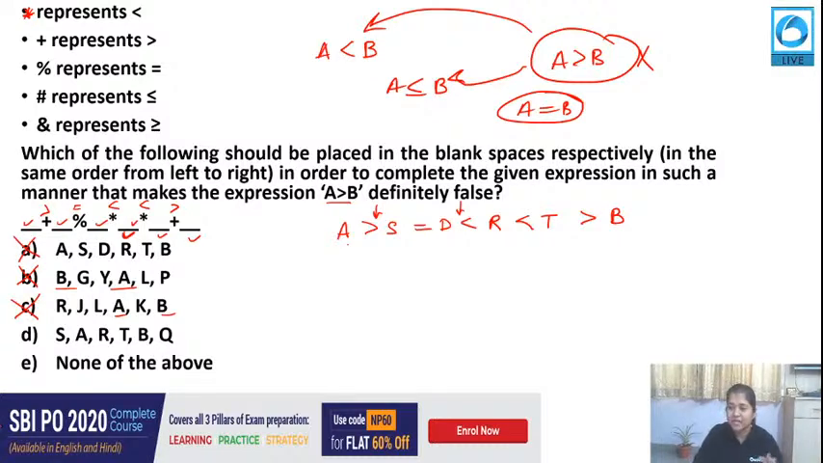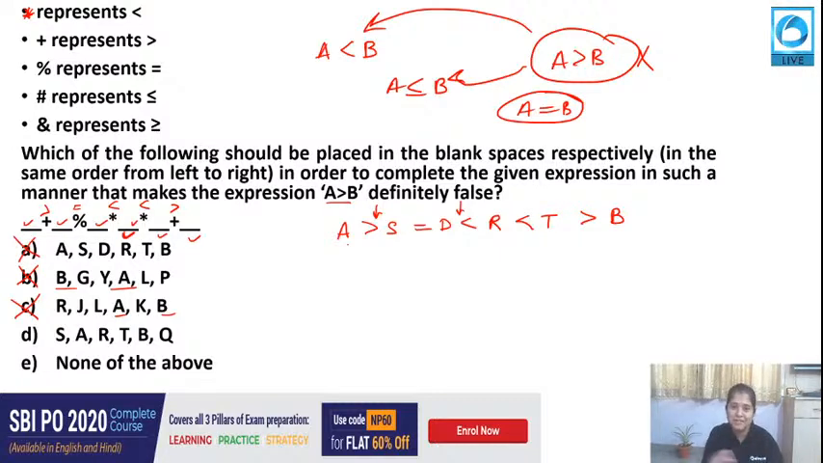Okay, I'll explain in English. First make cannot be established relationship. Absolutely. So, whenever you have to find the relationship that is definitely false, let's say A is greater than B is definitely false, then the relationship that you should be having is A is less than B, or A is less than equal to B, or A is equal to B. Only then you will have A greater than B as definitely false.